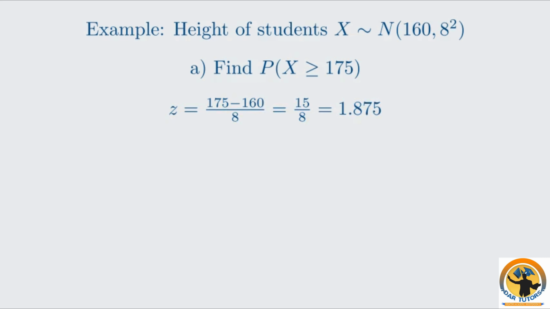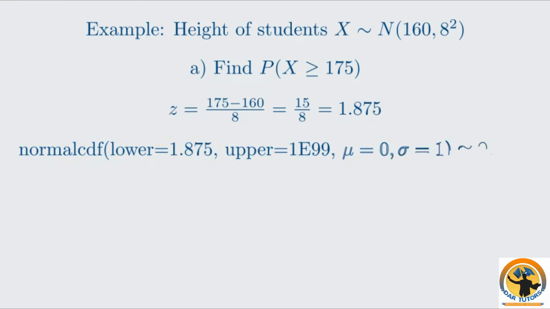We can find this using our graphics calculator. On the normal CDF function, we input 1.875 as the lower bound, a large number like 1e99 as the upper bound, a mean of 0, and a standard deviation of 1. The calculator output gives us approximately 0.030.